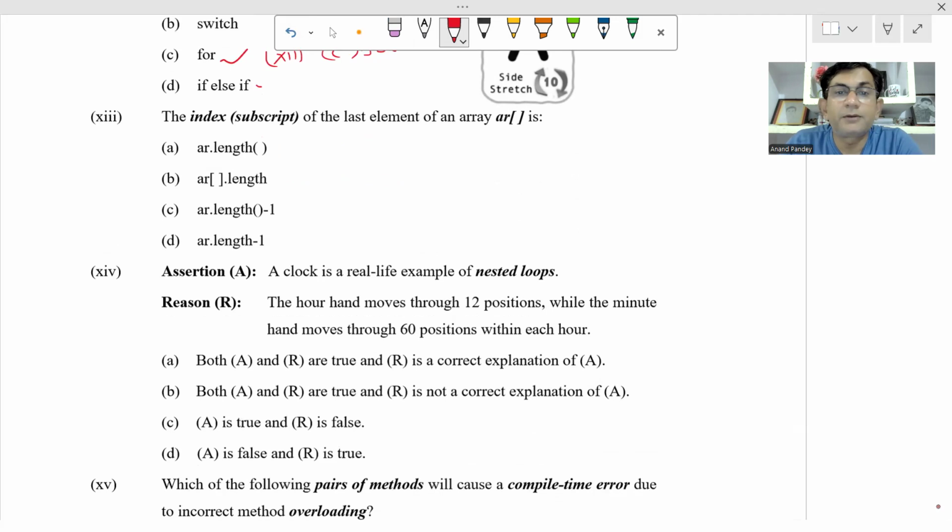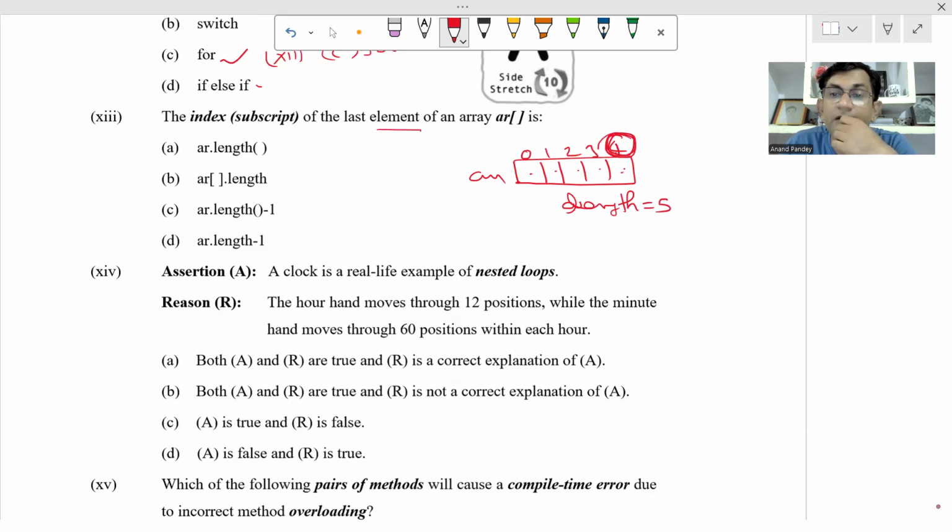The index subscript of the last element of an array ARR is. We have to find the index of the last element of an array. Consider an array with indices 0, 1, 2, 3, 4. Here, how many elements? 1, 2, 3, 4, 5. Five elements are there. What is the last index? 4. So what is the length of this array? Length of this array is 5. The name of the array is ARR. So ARR dot length is 5. But it is asking for the last index of the array, meaning the index subscript of the last element.